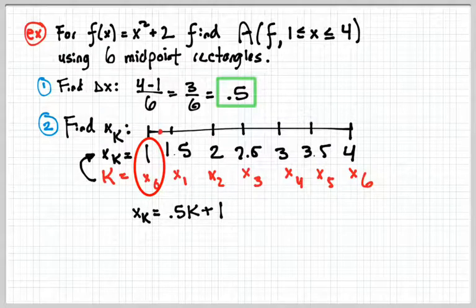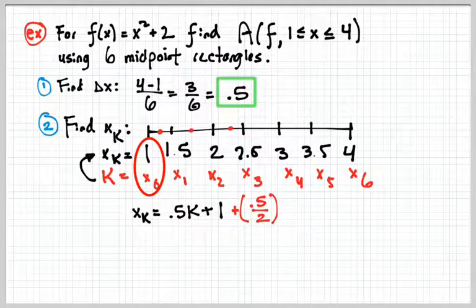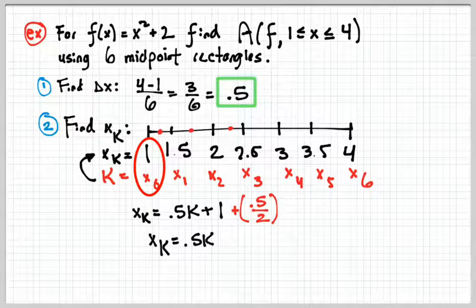we want to find that number right in the middle. We're going to actually end up adding delta x over 2, which will be 0.5 over 2. Another way of saying that would be adding 0.25. So our final x of k will equal 0.5k plus 1.25.